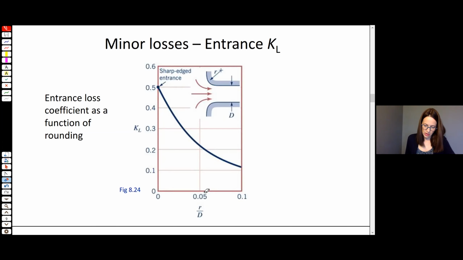And so if your radius of curvature is basically 0 and you've got that sharp edge case again, right, you recover this factor of 0.5 for that 90-degree edge, right? And then as the corner softens, the loss coefficient drops off and drops off until it sort of bottoms out way down the chart.